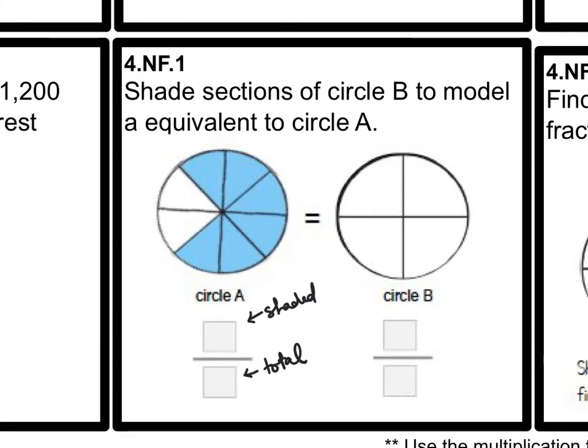Okay, so if I'm looking at this, I see that 1, 2, 3, 4, 5, 6 are shaded. So I'm going to go ahead and put my 6 up there. And then I see that I have a total of 1, 2, 3, 4, 5, 6, 7, 8. So I have 8 total pieces. So this first fraction is going to be 6/8. We need to find and model an equivalent fraction to 6/8, or a fraction with a different name.